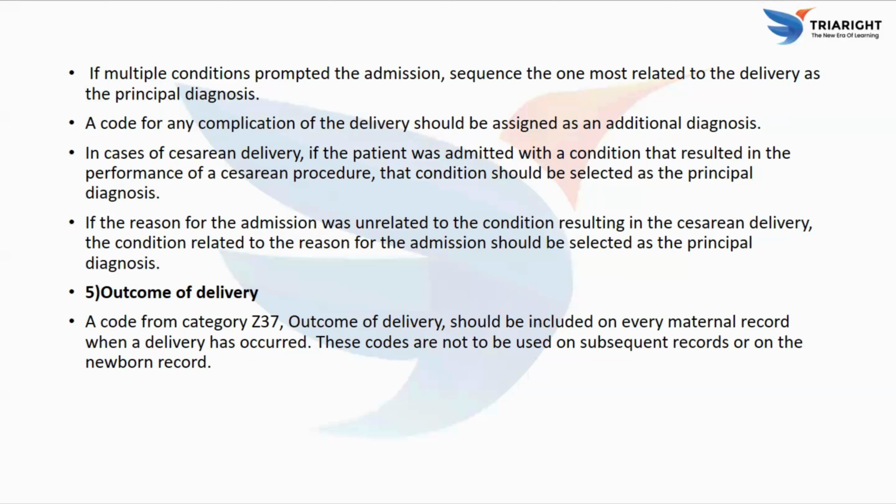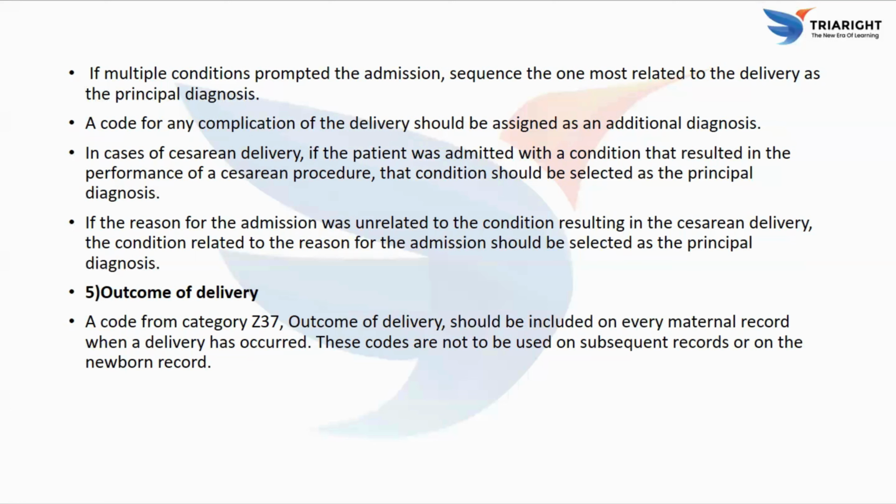The fourth guideline is, if the admission reason was not related to the C-section, what will you code? Sometimes the woman is admitted for an unrelated issue like severe vomiting, dehydration, infection or accidental injury, but later she ends up delivering by C-section. What is the rule here for the coding? You have to use the condition that caused the admission as the principal diagnosis, even if the delivery later required a C-section. This is how you code if the admission reason was not related to C-section.